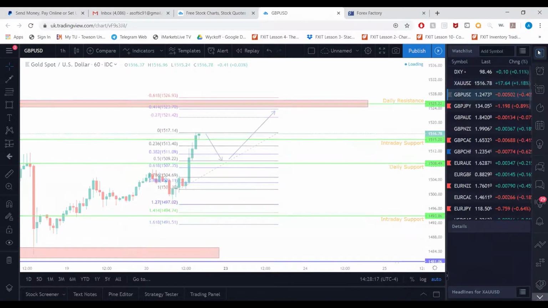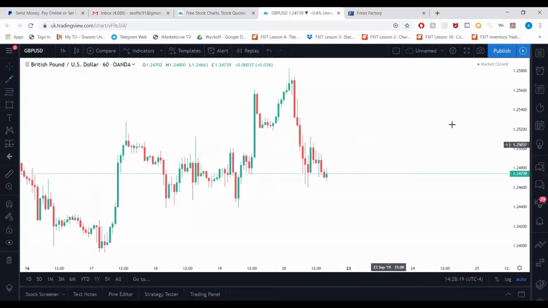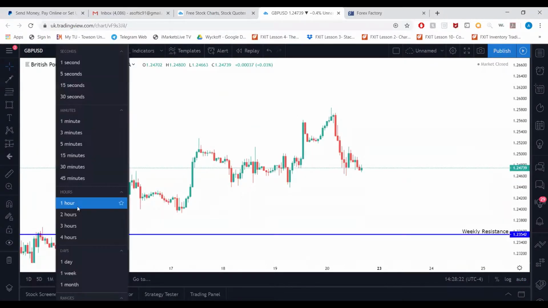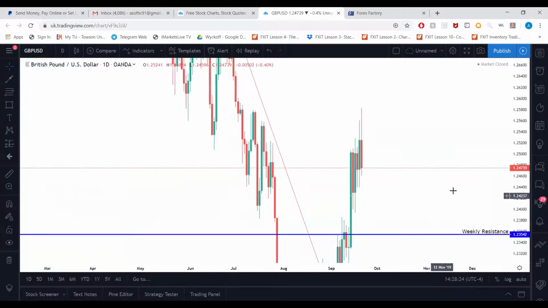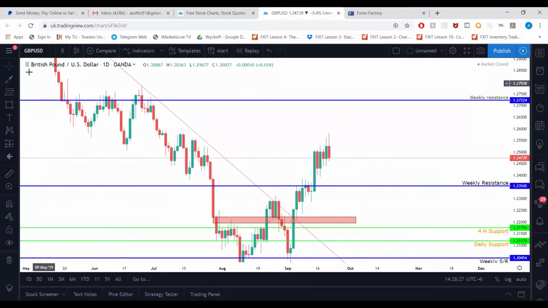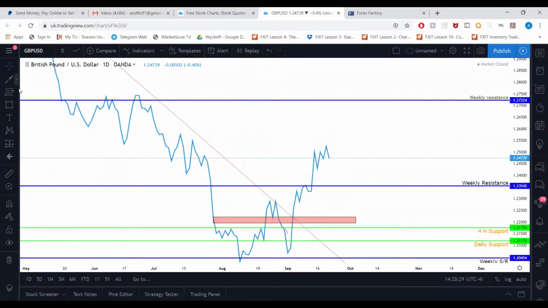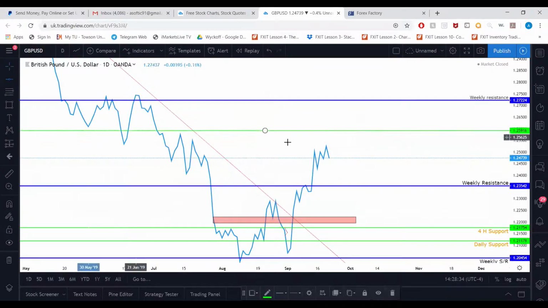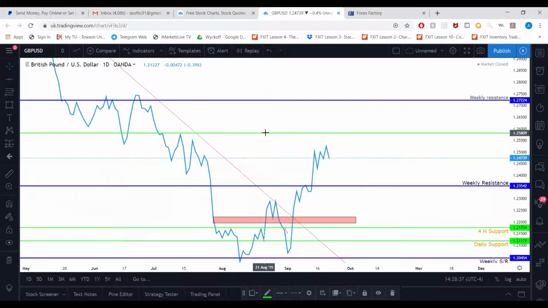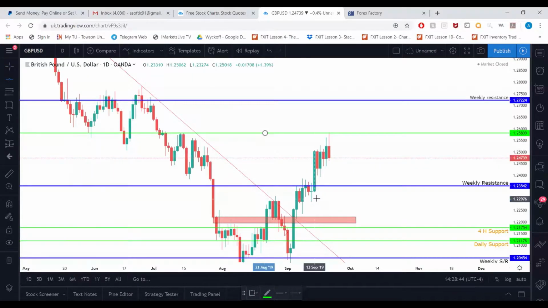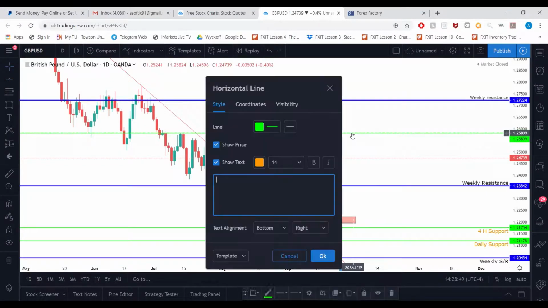We can go check GBP USD. All right, let's look at this daily. We change to the line. I'm going to add a line here, right there. Okay, yeah, that is daily resistance. So let's just mark this.